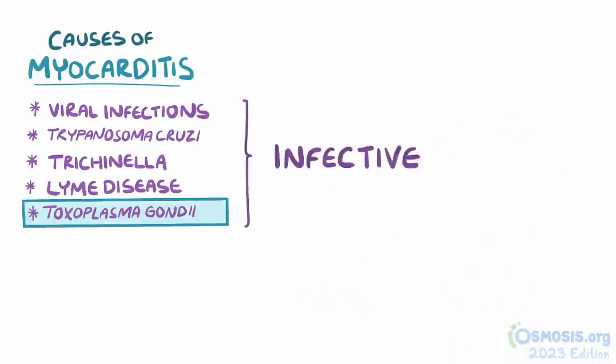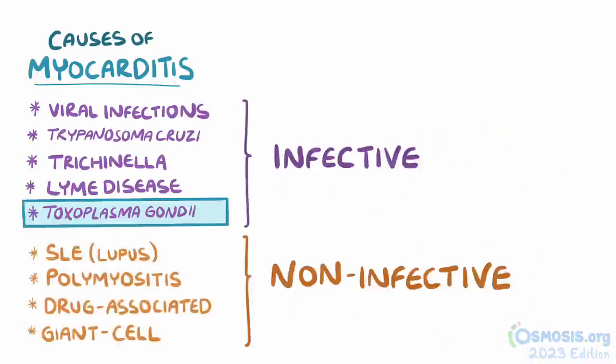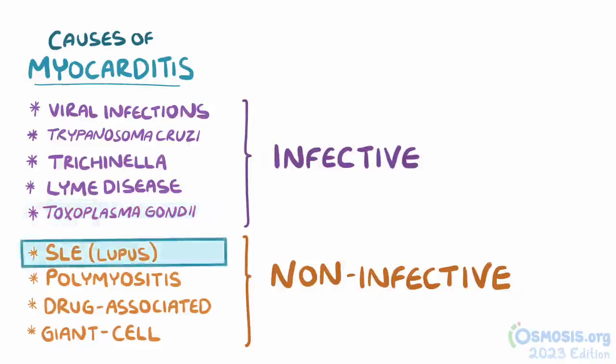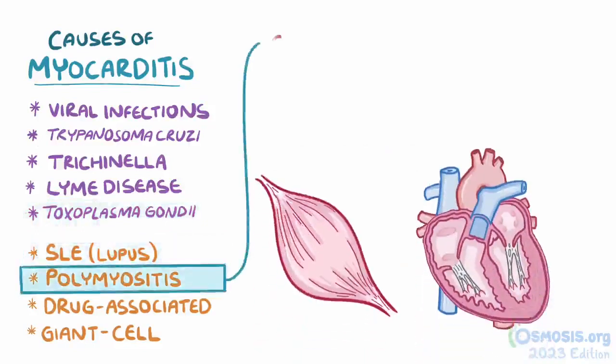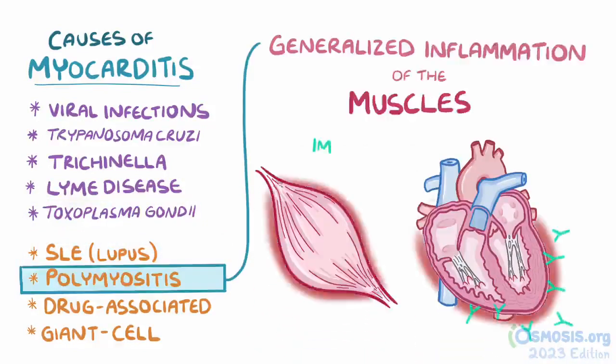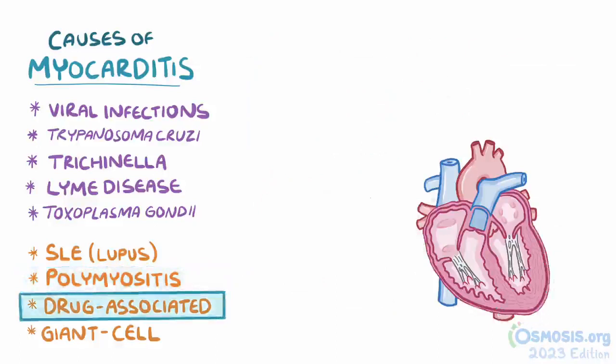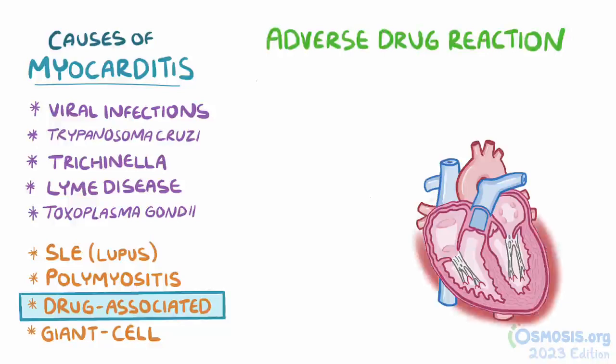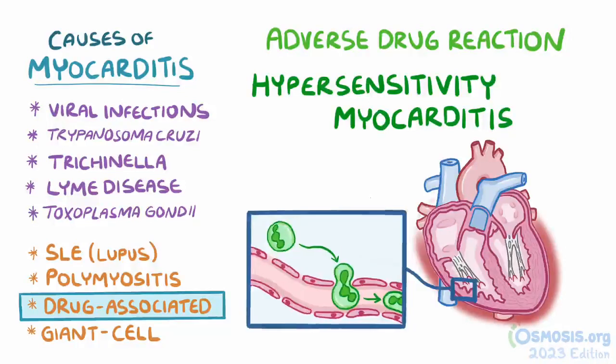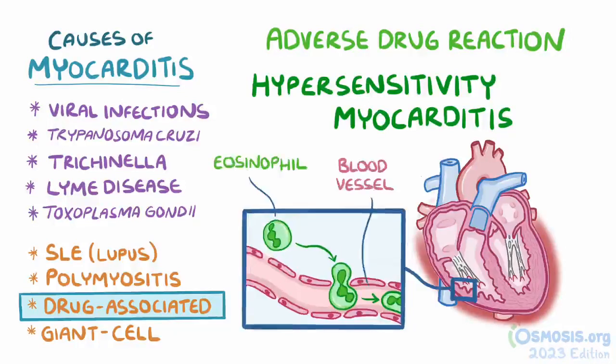So, those are the infectious causes, but there are also non-infectious causes of myocarditis as well. These include systemic lupus erythematosus, also known as lupus, and polymyositis, which is a generalized inflammation of the muscles where the immune system starts to attack the myocardial layer of the heart. There's also drug-associated myocarditis, which means there's an adverse drug reaction that inflames the heart. Drug reactions cause a hypersensitivity myocarditis, which is when eosinophils get into the blood vessels in the myocardium.